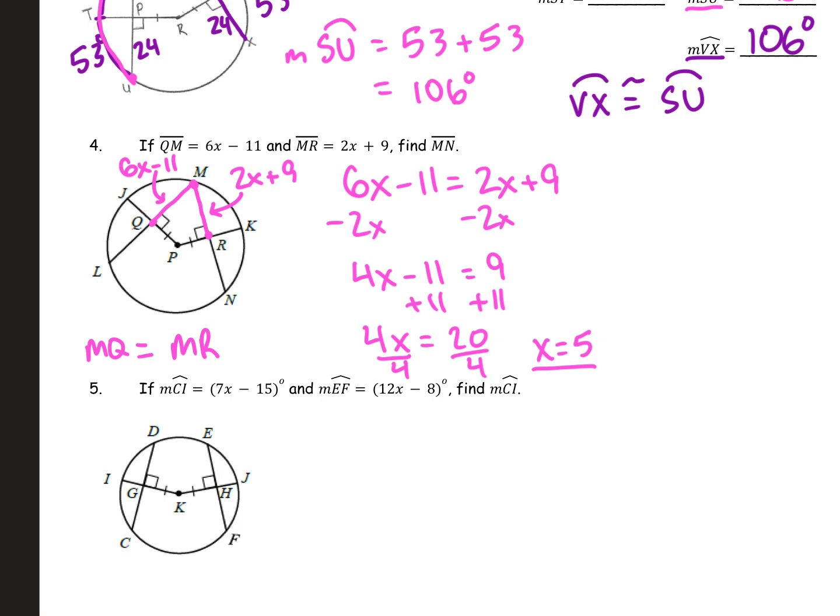Minus 2x from both sides because it's the smaller. 6x minus 2x is 4x. Just bring everything else down. Solve it like a two-step equation. Now, x equals 5, but that's not what we're trying to find. We're trying to find MN.